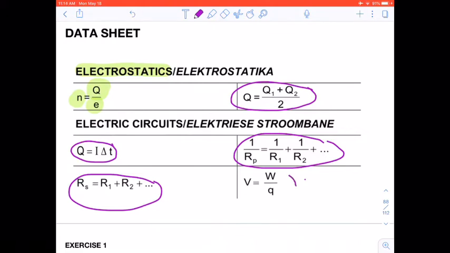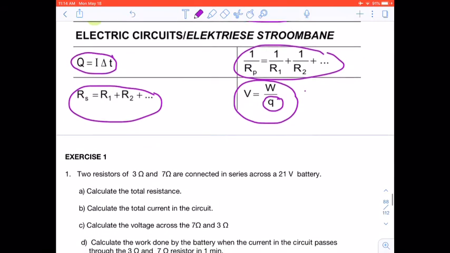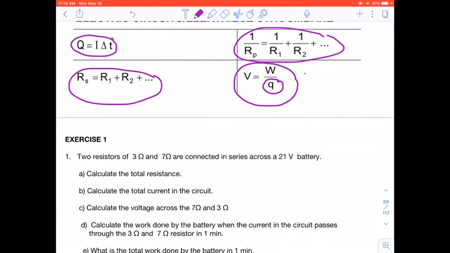And we also have V is equal to W upon Q, where W is the work done by a battery, or it could be work done in a component. So you need to know what that formula stands for. And Q is the charge which is moved when work is being done. Once you know the context, then you can relate the formula to that. Okay, so now let's look at the first one.